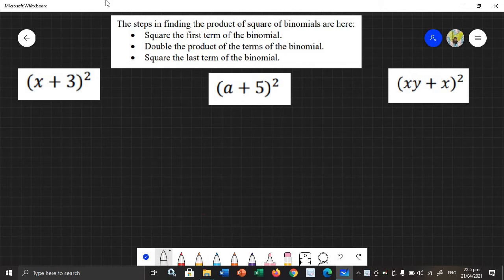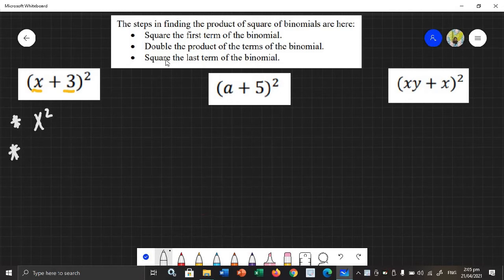So first step is, sabi dyan, we need to square the first term of the binomial. So sagutan natin to, si quantity x plus 3 squared. So the first term is x, the second term is 3. So the first term, we need to square it. So applying that, we will get x squared.